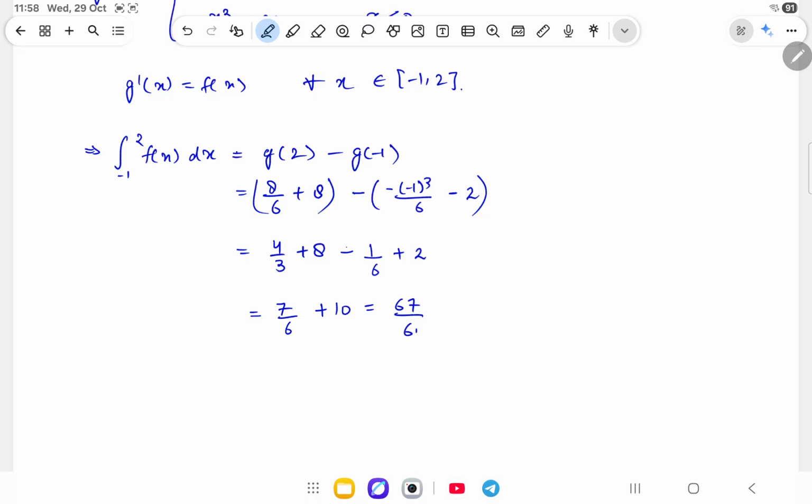So 67 by 6 is the value that the function f(x) attains after the integration. So let's move on to see the next question.